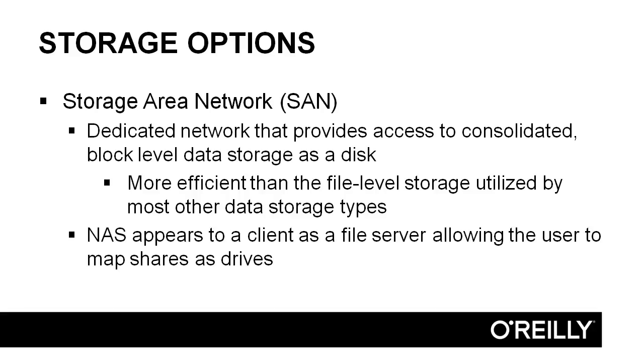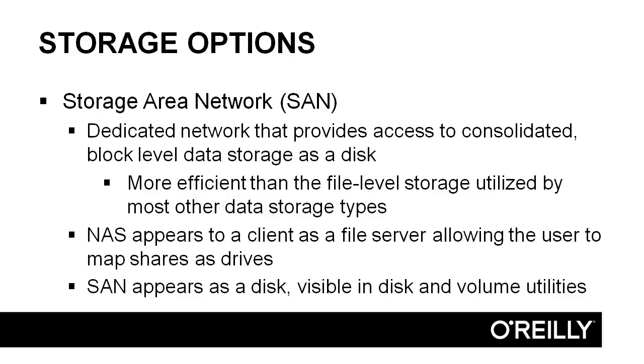Now, keep in mind NAS, or network attached storage. If I use that and connect it to my network, it will appear to a client machine as a file server that allows the user to map shares as drives, right? So I can go in and map a Z drive to that thing and get to it. Storage area networks, or SAN, appear as a disk, and it looks and feels in every way like a disk. It's visible in your disk and volume utilities. You can format it. You can do all kinds of cool stuff. So that's the main difference. Make sure you understand that main difference between NAS and SAN.